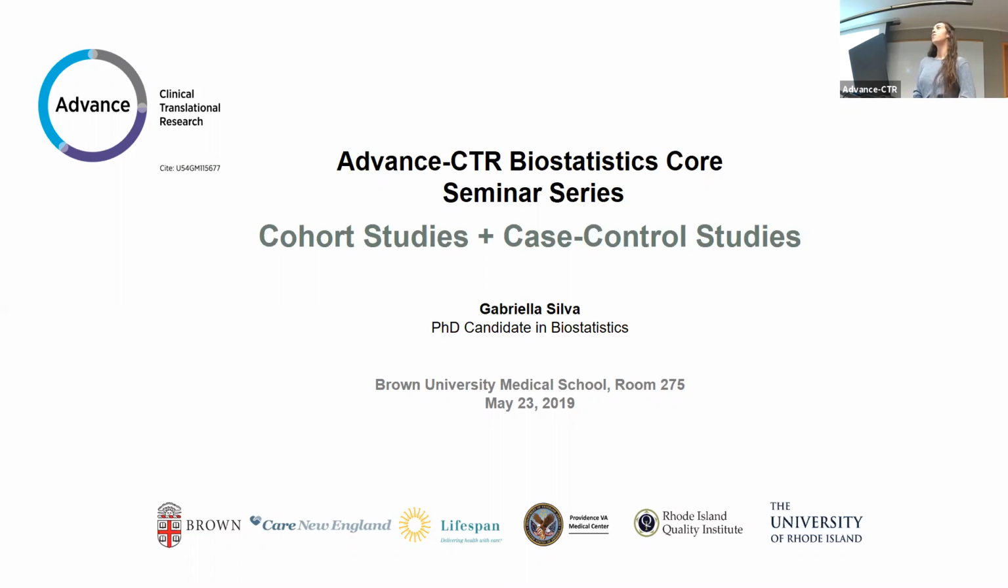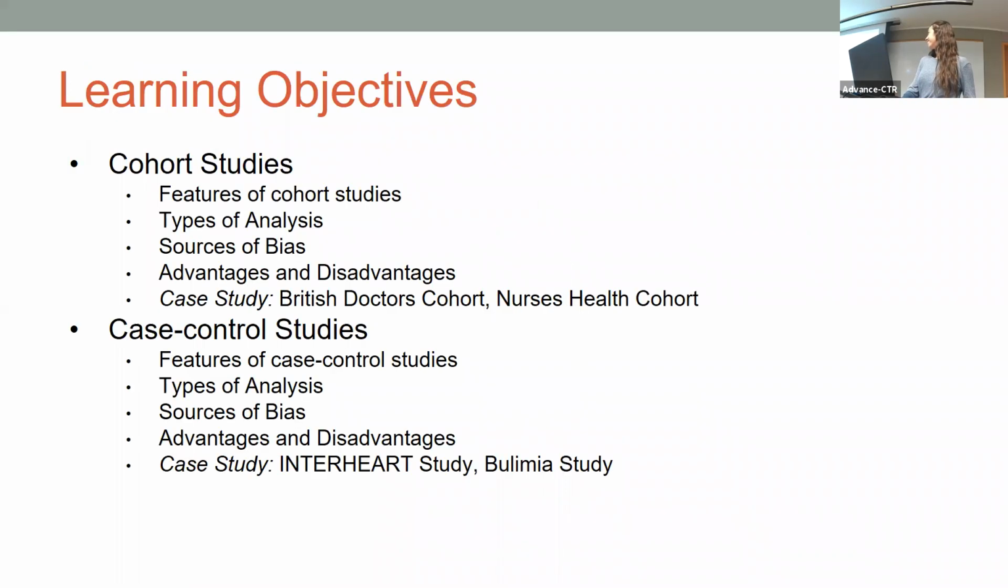So today, we are actually going to be talking about cohort studies and case control studies. Let's get started. I'm going to talk about both cohort studies and case control studies. I'm going to describe features of each. I'm going to discuss very briefly some of the statistical analyses that you might want to conduct after having conducted a cohort or a case control study. And I'm going to describe some potential sources of bias when it comes to these study designs.